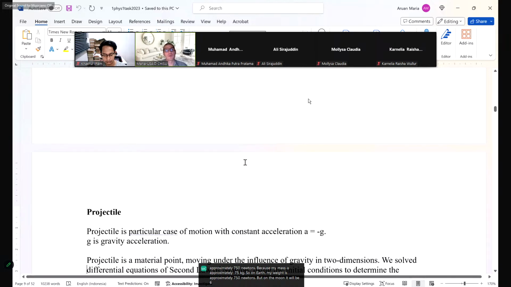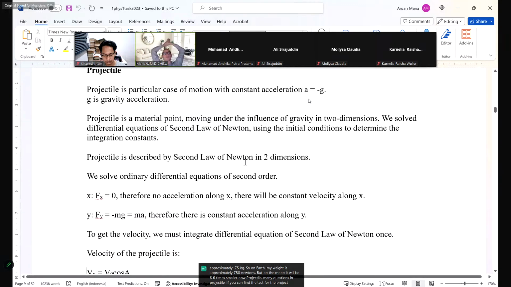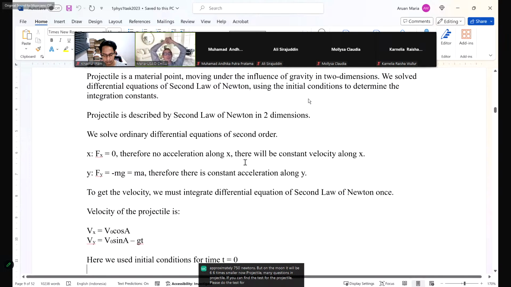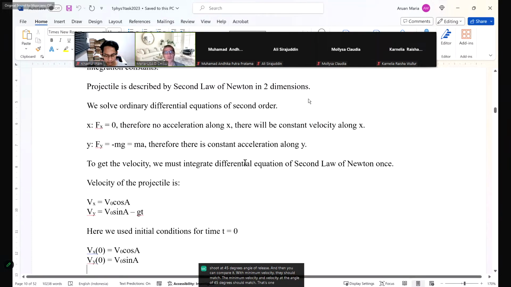Now, projectile, many questions in projectile. If you can find a test for the projectile, please do the test. For example, one of the tests can be if you can shoot at a 45 degrees angle of release, and then you can compare it with minimum velocity, they should match. The minimum velocity and velocity at the angle of 45 degrees should match. That's one of the tests, okay?